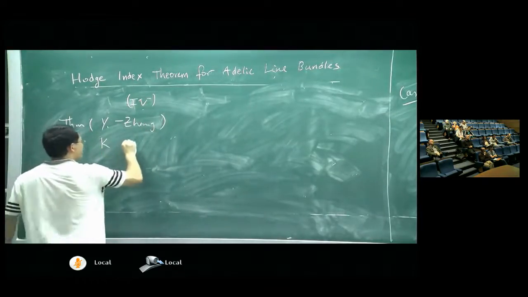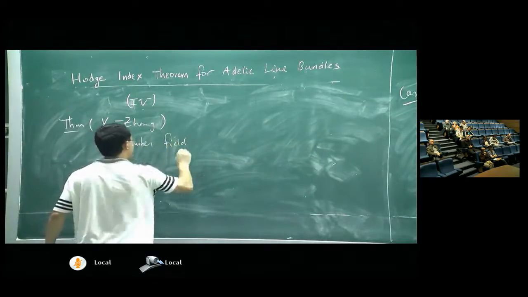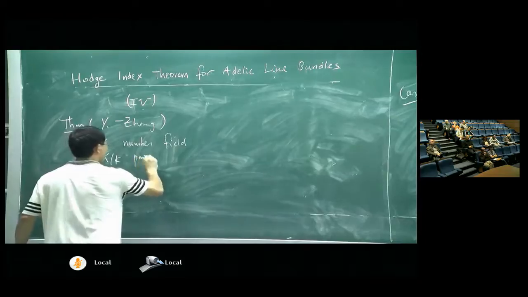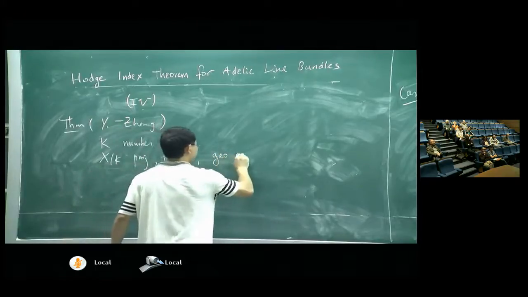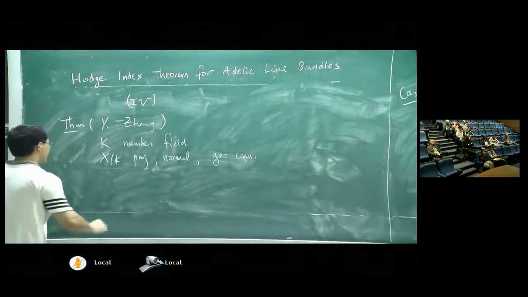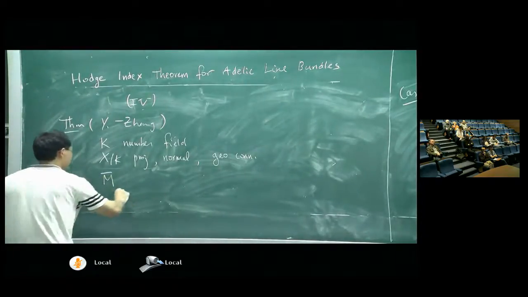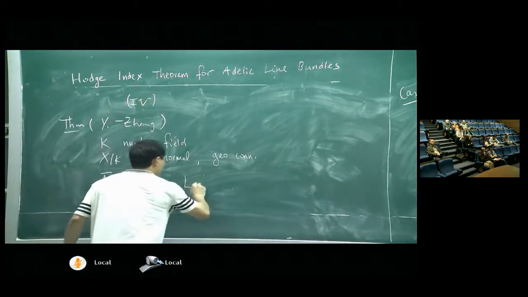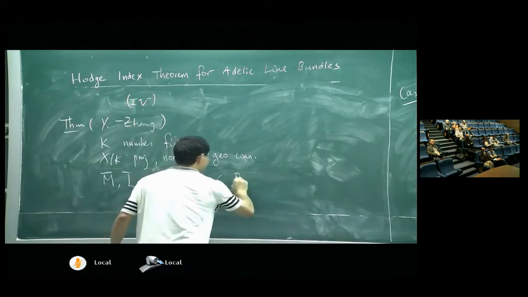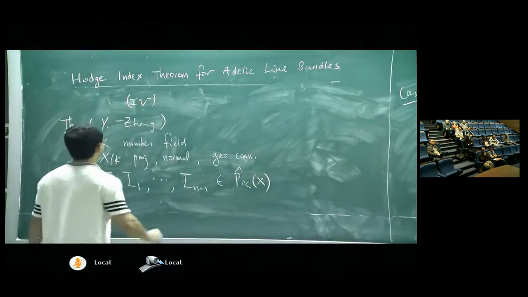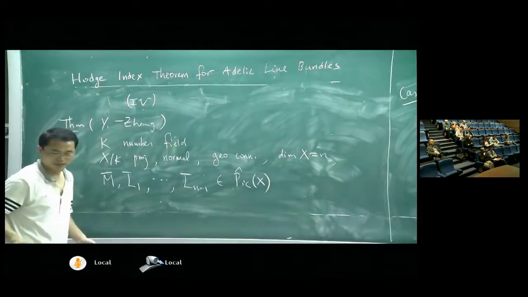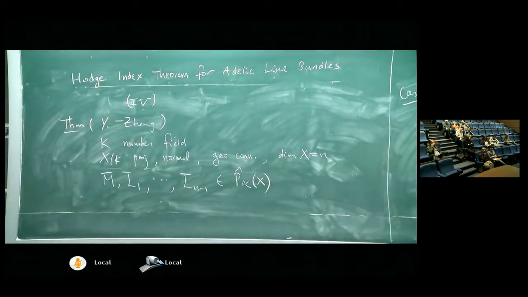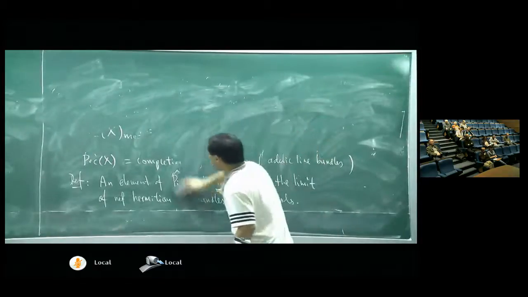Suppose K is a number field, X over K projective, normal, geometrically connected. Say the dimension of X equals n. Now we have M, L_1 up to L_{n-1} in the group of adelic line bundles. Now we consider the intersection of M squared with all the L_i, just as in the baby case.